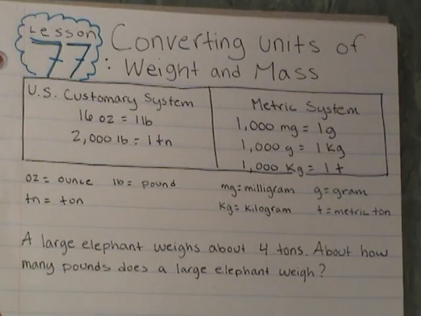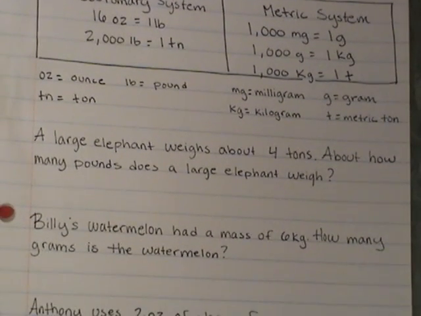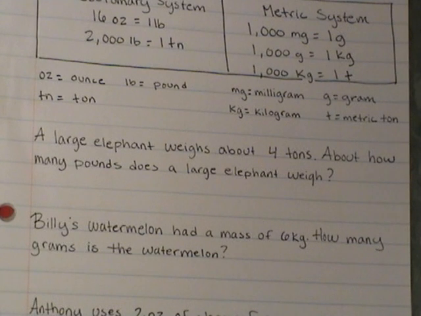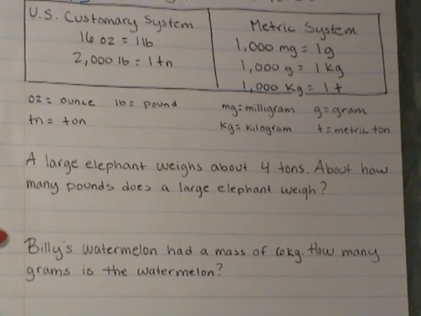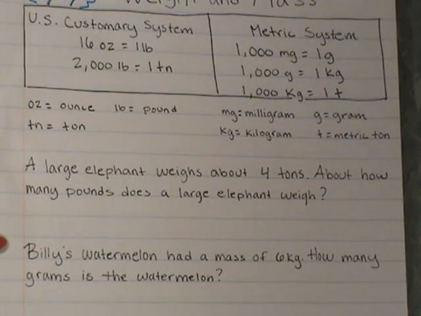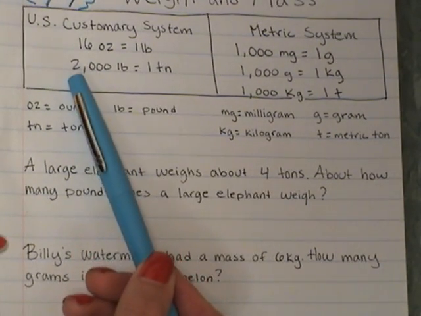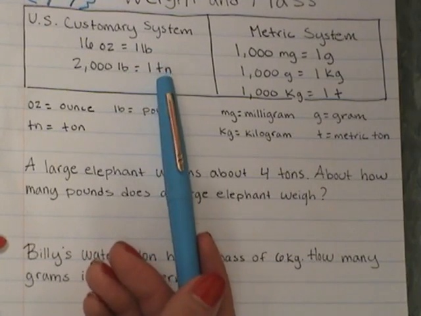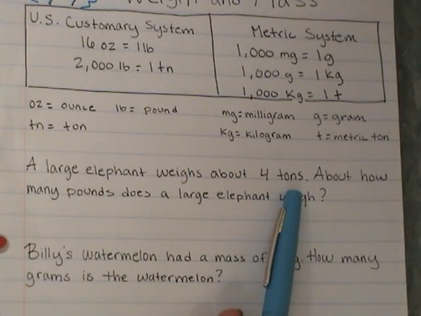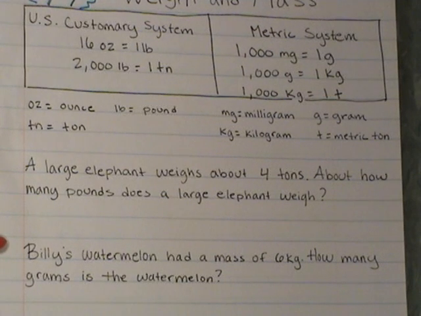So our first question, for example, says, a large elephant weighs about 4 tons. About how many pounds does a large elephant weigh? So we know that he weighs 4 tons, but we want to convert that to pounds. So the first thing, at least I do, is I go back and look at my chart and I find the comparison between pounds and tons right here. So 2,000 pounds equals 1 ton, and it tells us that that elephant is 4 tons. So what do you think I need to do to get from tons to pounds?